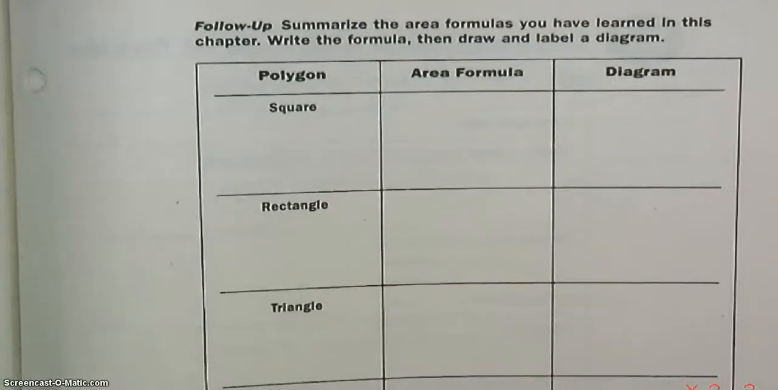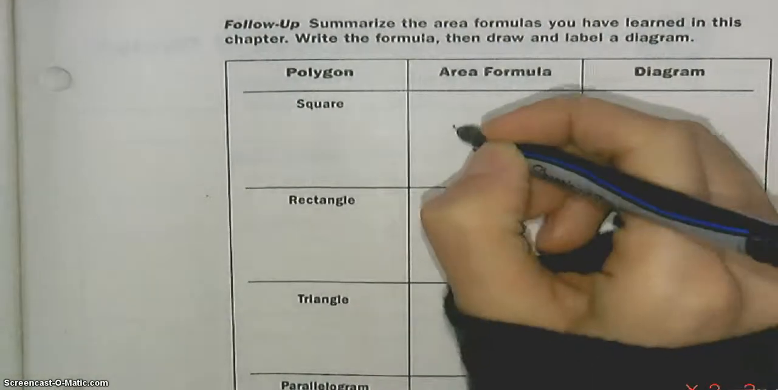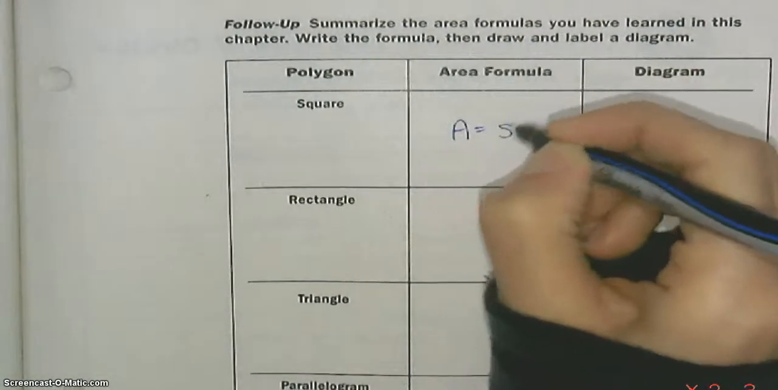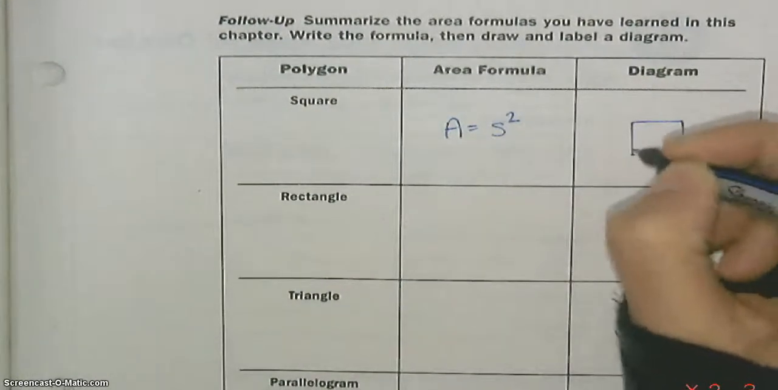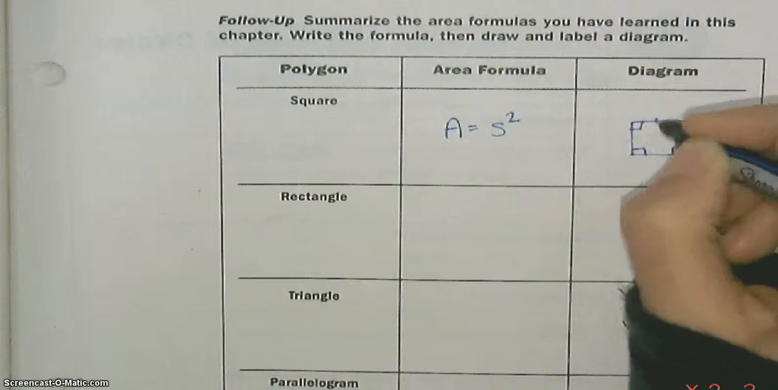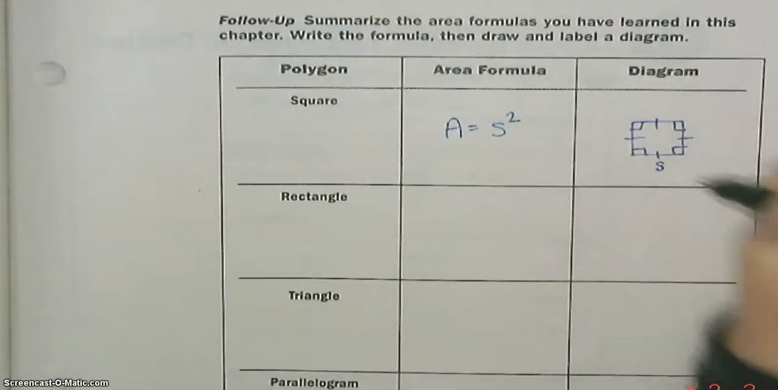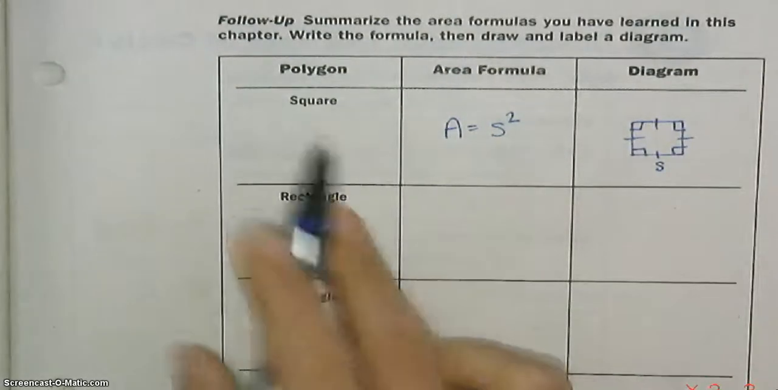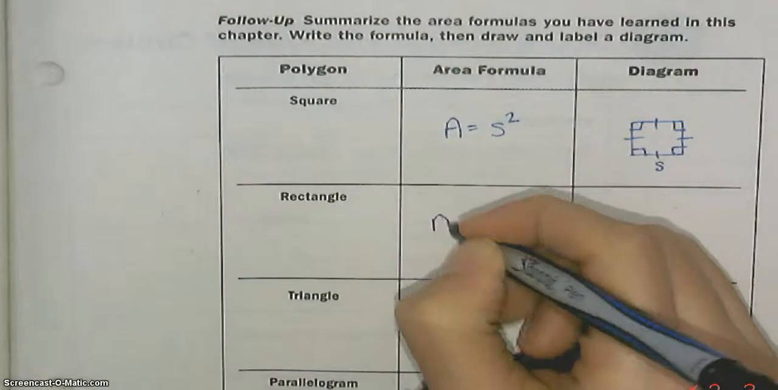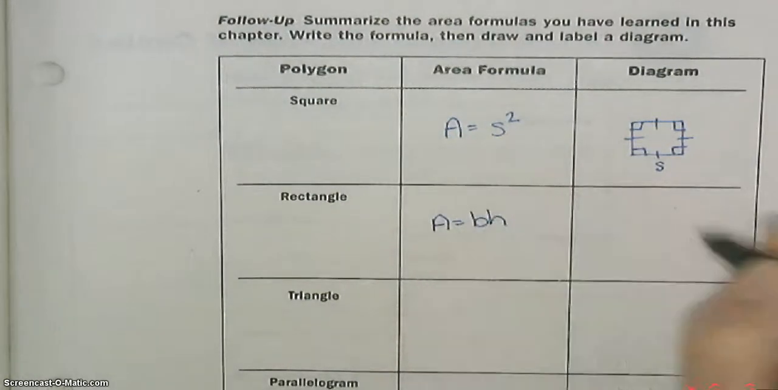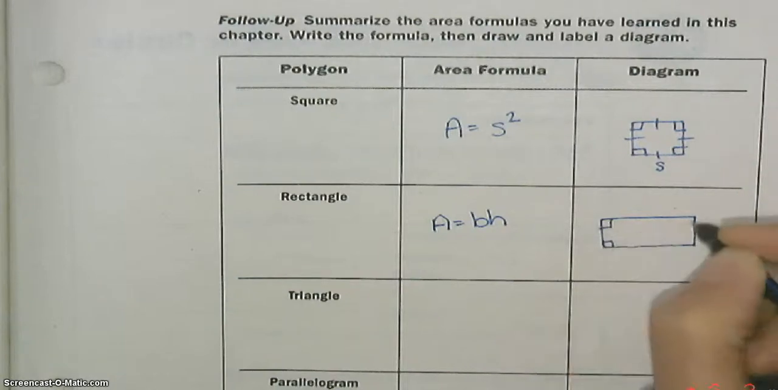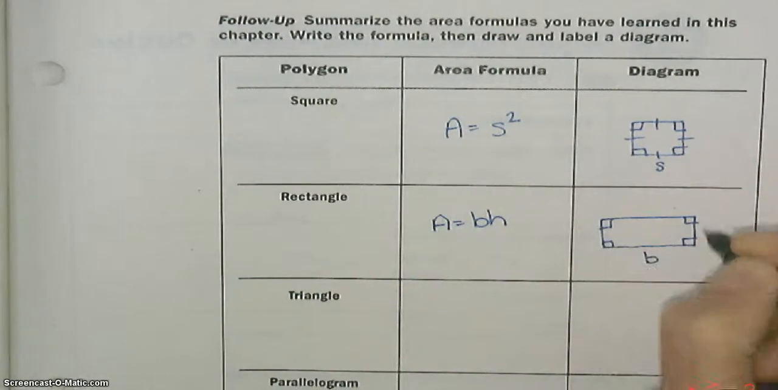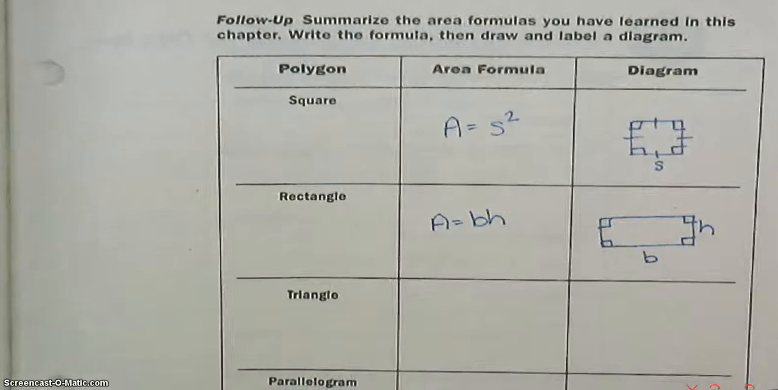Now we're going to summarize everything we've learned so far in this chapter about area formulas. So the area of a square is side squared. So if we want to draw a picture, here's a square, and this is the side. You take the side and you square it. That's why it's called a square. Rectangle, we say length times width or base times height. So here's a rectangle, here's the base, here's the height. Notice always making a right angle.